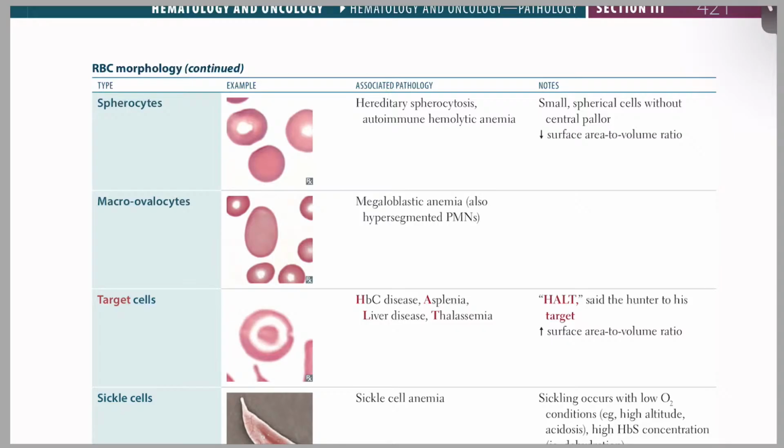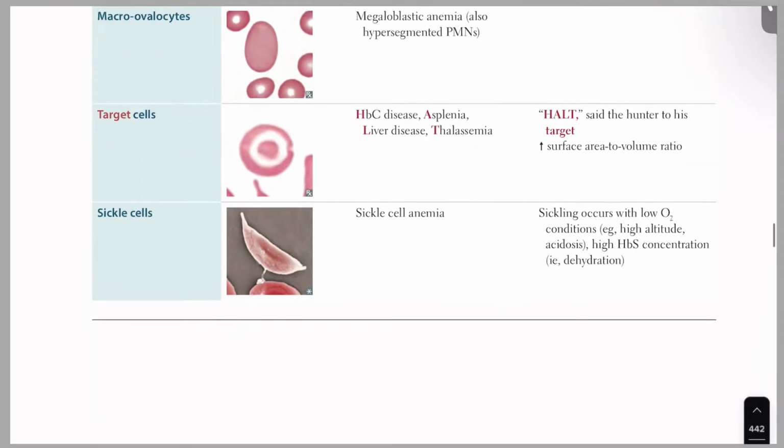Macrocytes, megaloblastic anemia, also hypersegmented PMNs. Target cells: HbC disease, asplenia, liver disease, thalassemia.